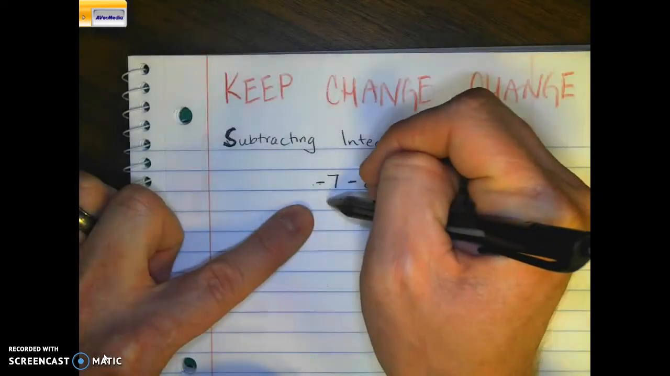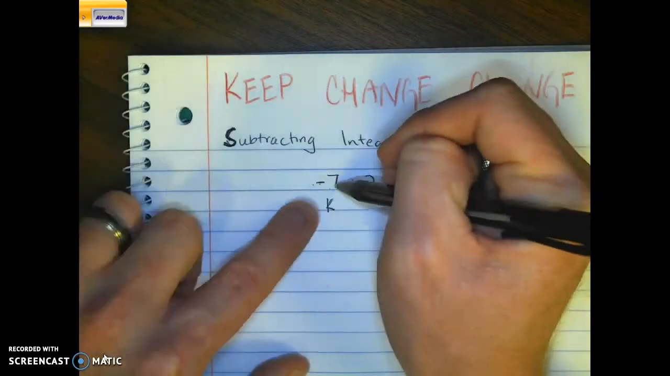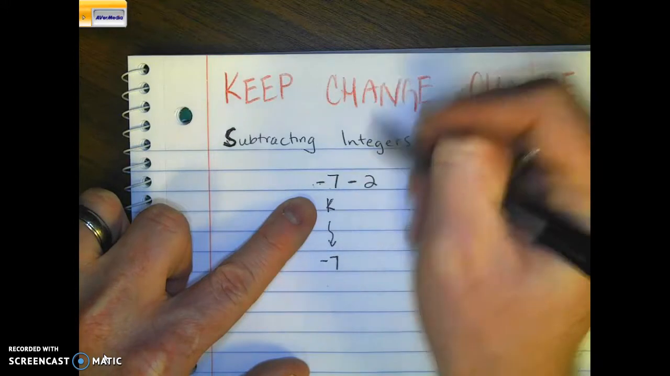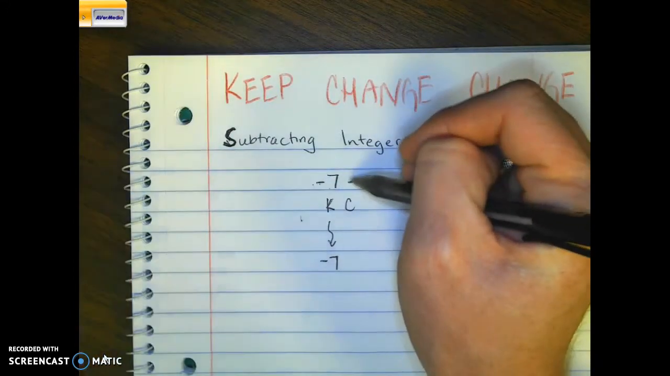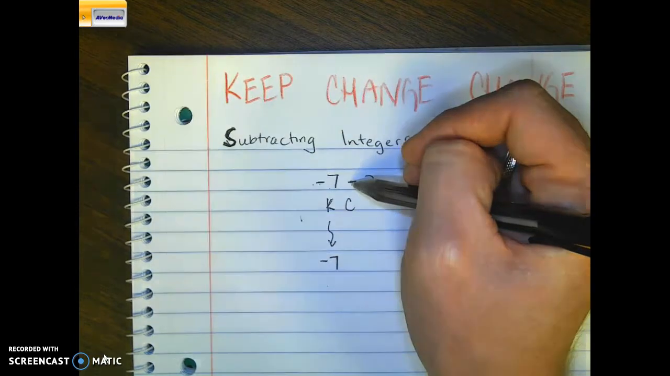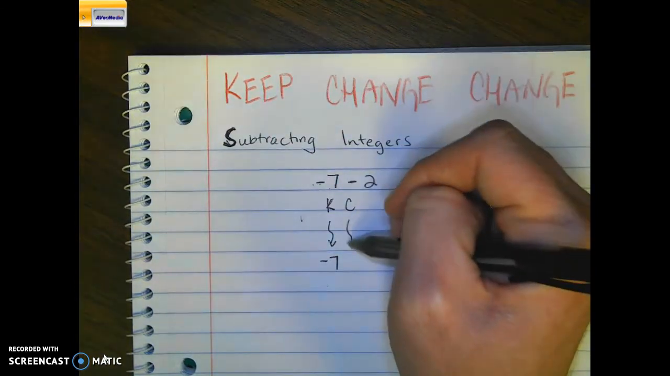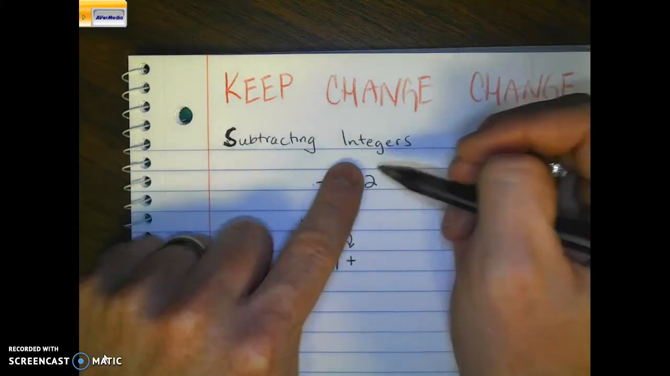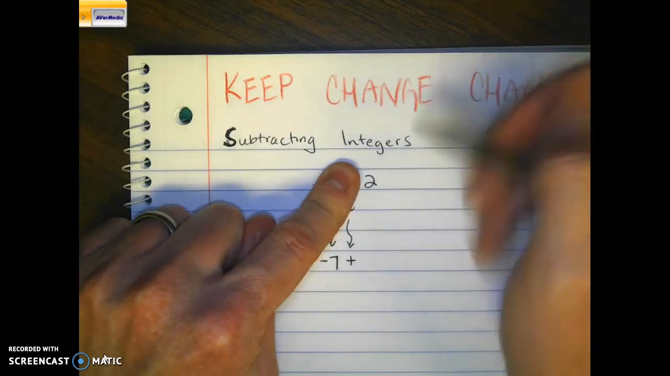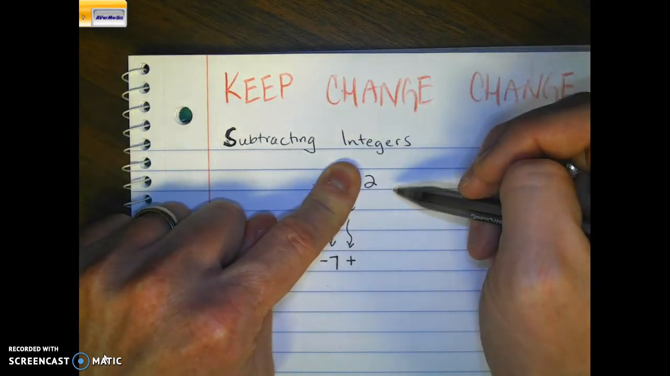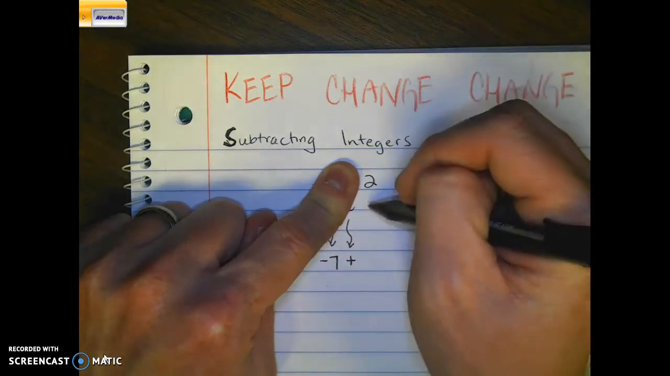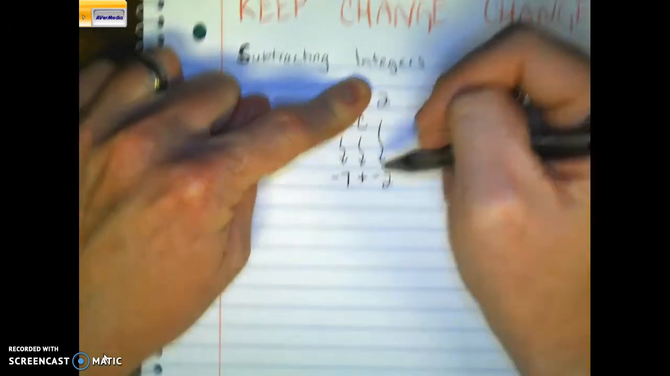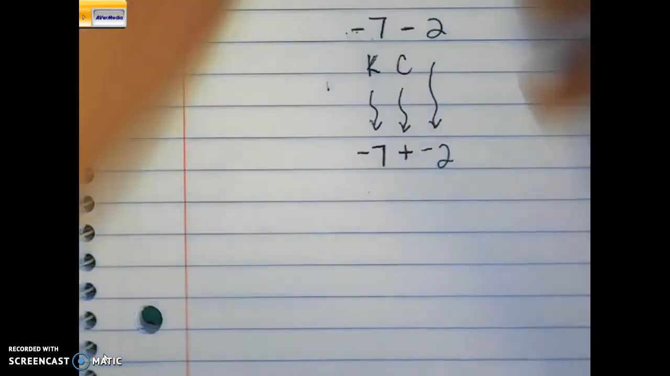I'm going to write it underneath here. The keep goes with the first number. We're going to keep this negative 7. So look, I'm going to bring it down. We're going to change this symbol. That's subtraction, right? What's the opposite of subtraction? Addition. We're going to change it to addition. And now, don't confuse this, that's subtraction. Now we're going to change that to the opposite, like we talked about in class today. What is the opposite of positive 2? Negative 2. Now, can we leave it like this? No. We have to have the parentheses around the negative 2.